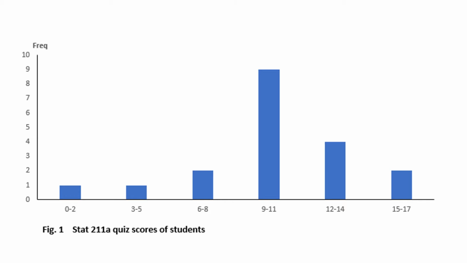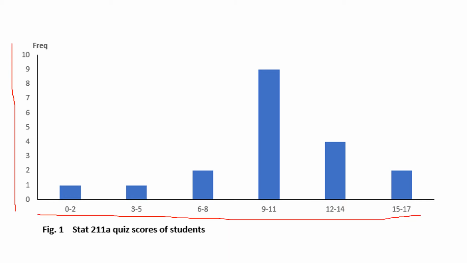This is now our bar graph. So the frequencies are in the y-axis and the classes or intervals are in the x-axis. Take note, there are spaces between the bars. There are spaces between the bars because our data are discrete data. And don't forget to add your title, Figure 1, Stat 211A, Quiz Course of Students. Reminder, when you are giving a title for your graphs, it should be written below the graph.